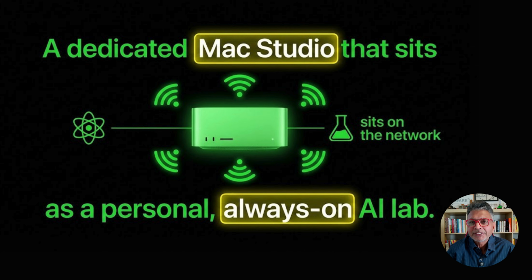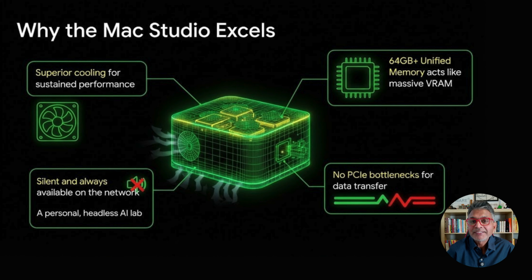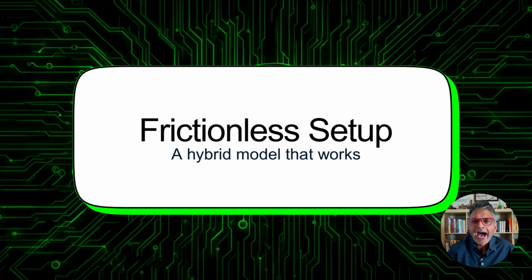This setup isn't about replacing your daily laptop. It's about augmenting it with specialized hardware to run AI tools efficiently. Here's why it works so well. 64 gigabytes or more of unified memory acts like one massive pool of VRAM. Data doesn't need to move between memory tiers. The cooling is designed for sustained workloads, so performance doesn't drop off. And because it's always on and accessible over the network, you can tap into its power from any machine without disrupting your workflow.